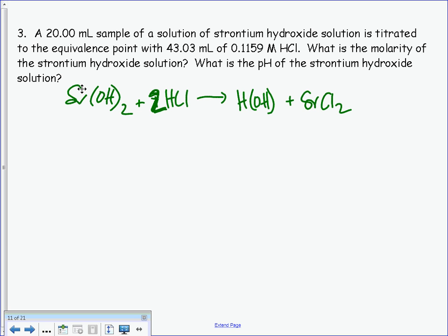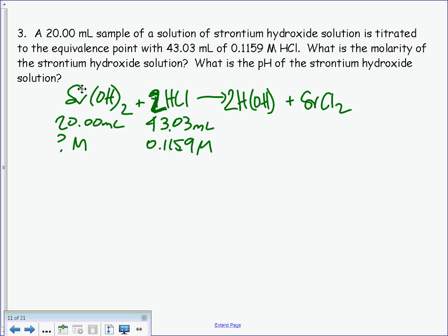You guys write down your values. What values are relevant here for strontium hydroxide? HOH, thank you. I knew there was an HOH over there. So what values are relevant for strontium hydroxide? Anything? 20 milliliters. Thank you. And then hydrochloric acid, you've got 43.03 milliliters of 0.1159 molar. So the first question is what's the molarity, right? And then the second question is what's the pH of the resulting solution. So we'll get to that shortly.